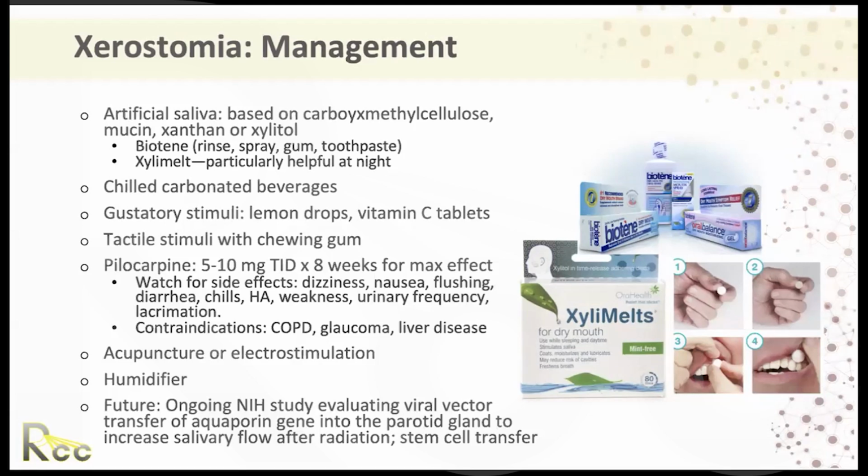Other things that you can think about, acupuncture. There are some acupuncture studies, done both in patients while they're undergoing head and neck treatment and after that, that have shown to decrease xerostomia. There is an NIH study looking at viral vector, essentially gene transfer therapy into the parotid gland to increase salivary flow. So there are lots of really novel approaches.